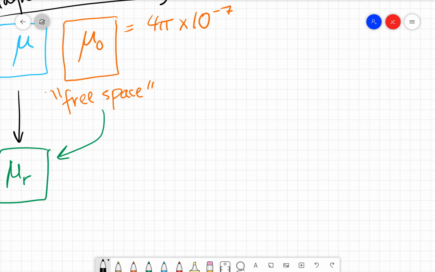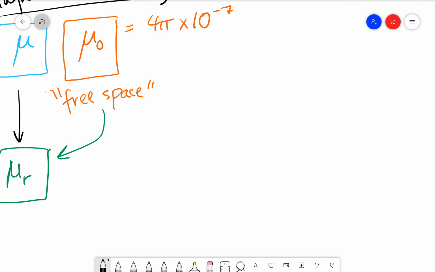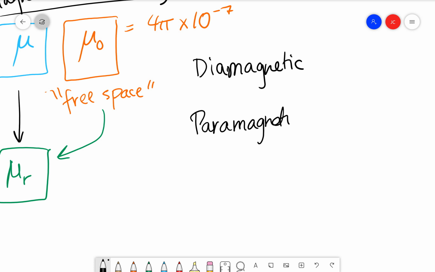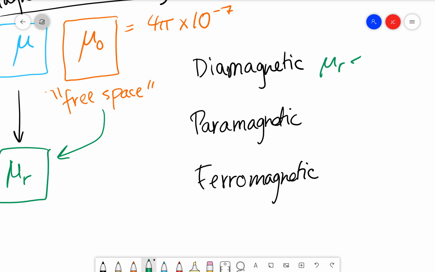Now, you can divide up materials into categories based on how permeable they are. And there's 3 categories. The first ones are called diamagnetic materials. The second one are paramagnetic materials. And the last one are ferromagnetic, which we heard about before. So, diamagnetic materials are materials where mu r is less than 1. That means that the relative permeability of a diamagnetic material is less than free space. That means it's actually harder to magnetize than nothing.